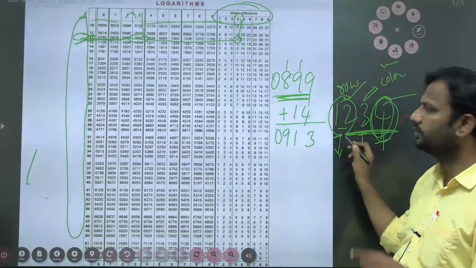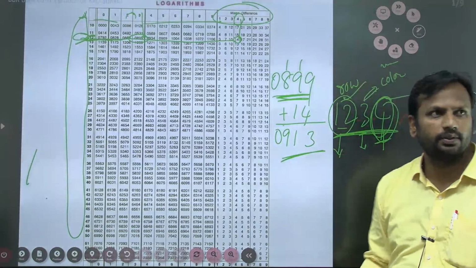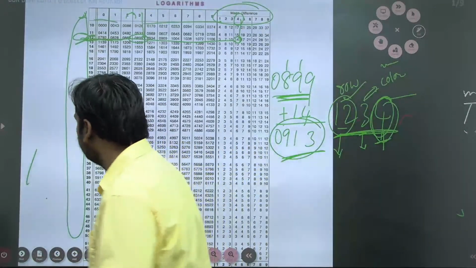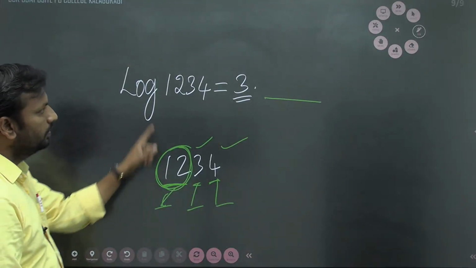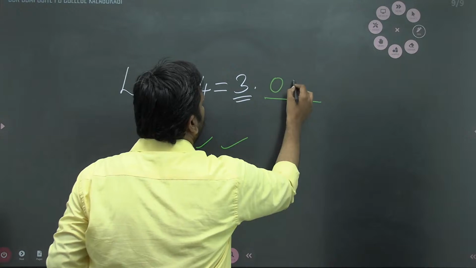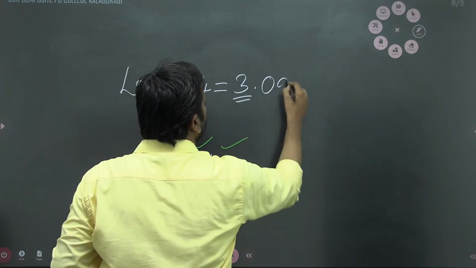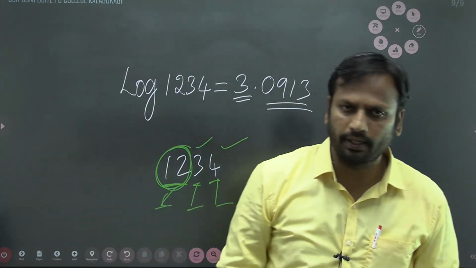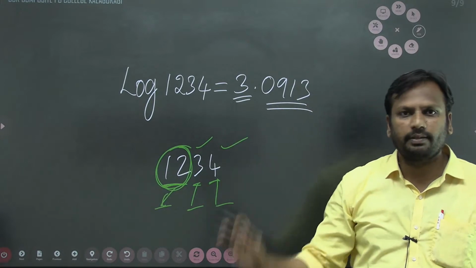So to get the Mantissa part of this 1, 2, 3, 4, what you got here is 0, 9, 1, 3. So the 4-digit number's characteristic part is 3, and 0, 9, 1, 3 you got. Yes or no? The Mantissa part will be 0, 9, 1, 3. So this is how to find the Mantissa part.